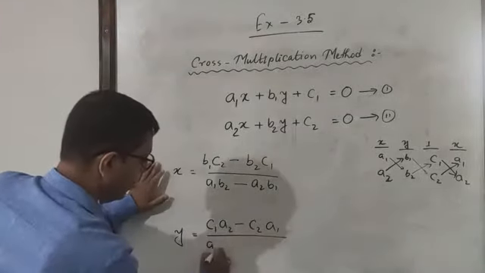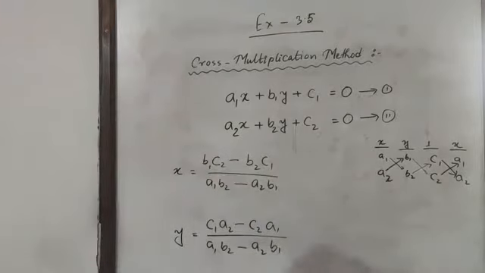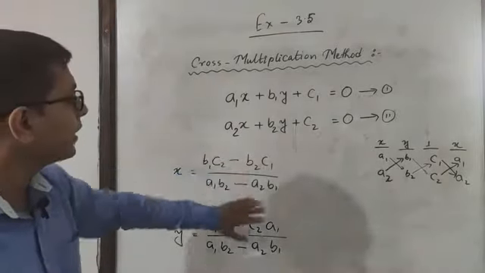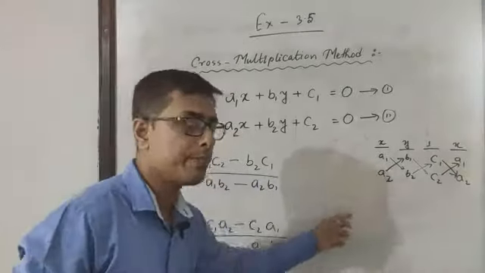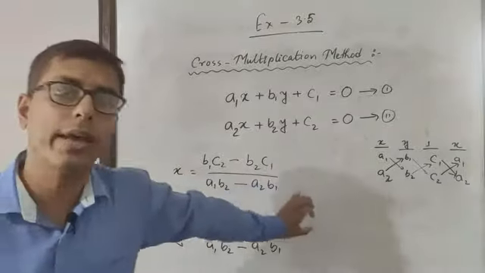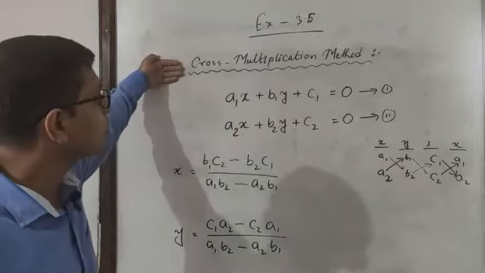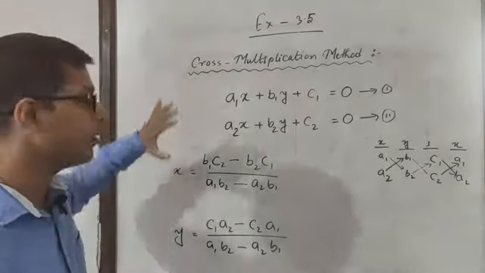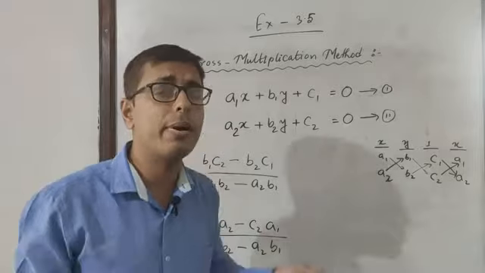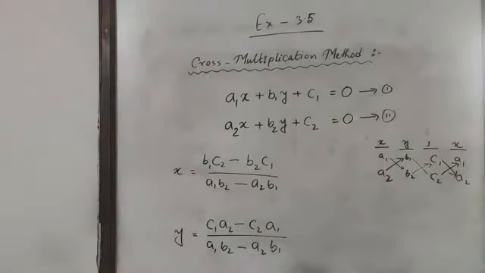a1b2 minus a2b1. Okay. In this way, simply writing the coefficient multiplying in the cross way and putting here and solving it, you will get the value of x directly and you will get the value of y directly. So a cross multiplication method is a method which is going to give you answer in a very simple way, but the trick you have to remember is this one. Okay, so hope you have understood the trick. You can repeat the video and can see once again how I have written.